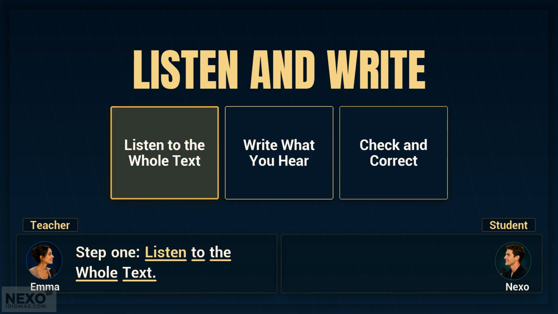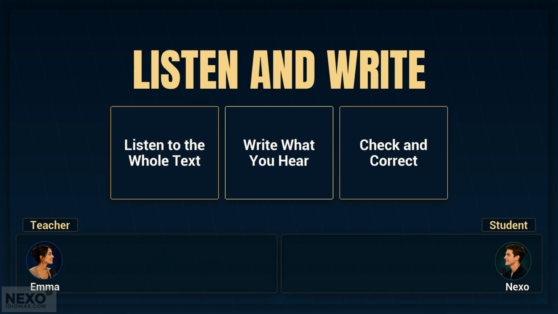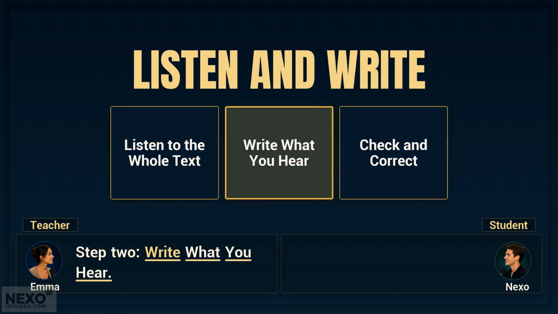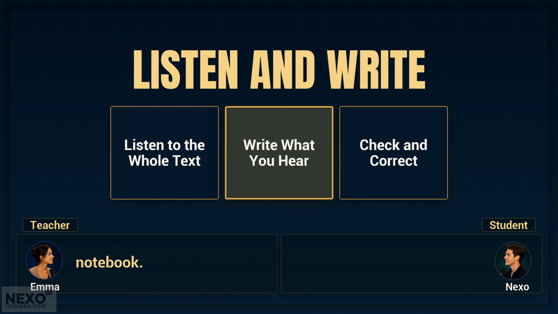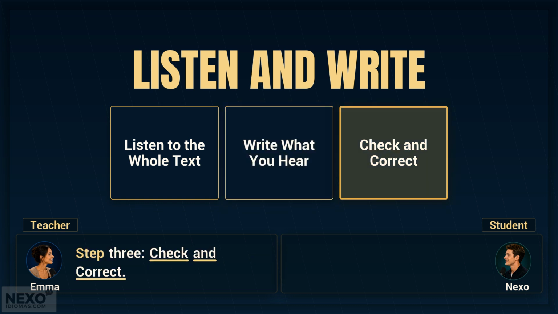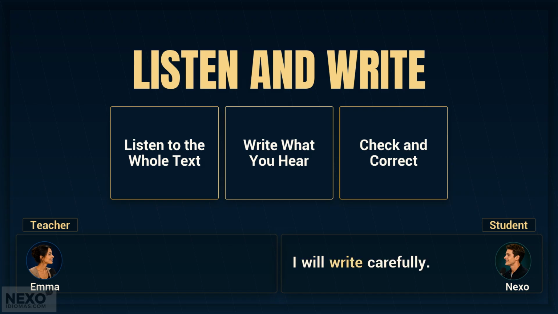Step 1. Listen to the whole text. Listen once to get a first idea of the text. Step 2. Write what you hear. During the dictation, write the words in your notebook. Step 3. Check and correct. Compare your writing with the original text and correct mistakes. I will write carefully. Good.